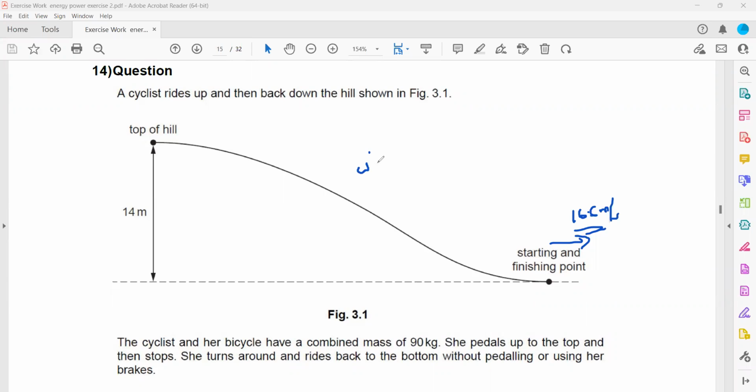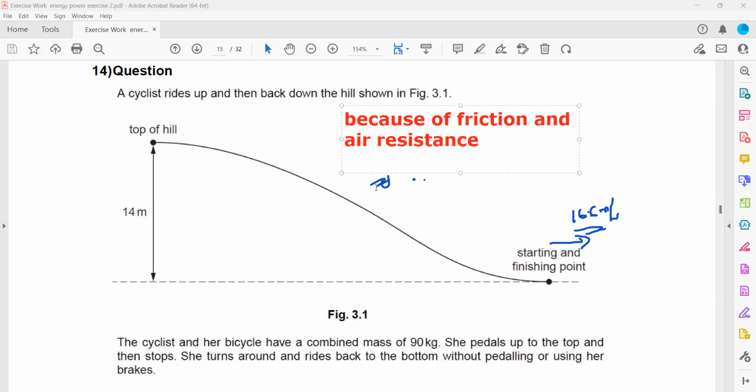Why? What is the reason for that? Because of the friction and the air resistance. So due to friction and air resistance. Only mentioning energy dissipated will not give a mark. You have to mention energy dissipated by the friction, or energy lost by the friction or due to friction and air resistance.